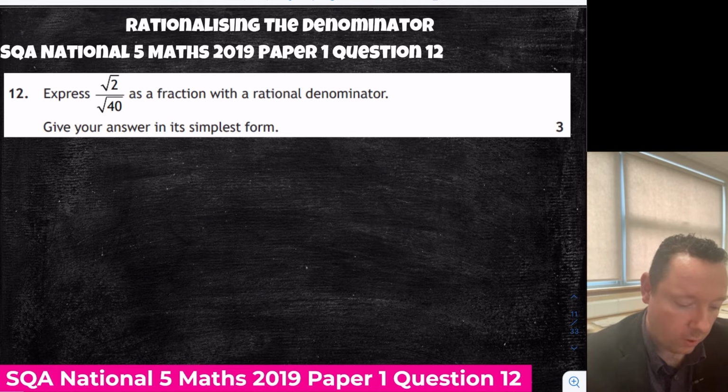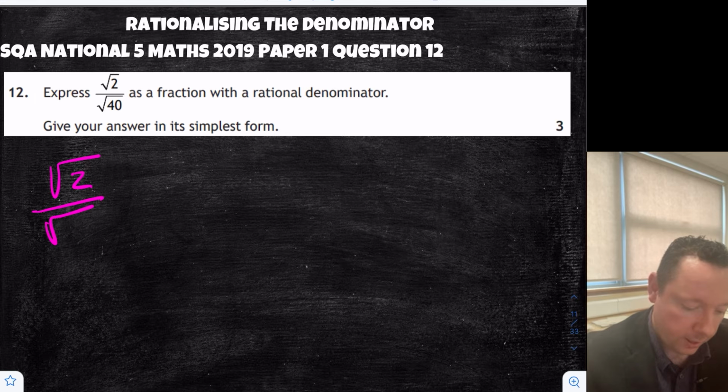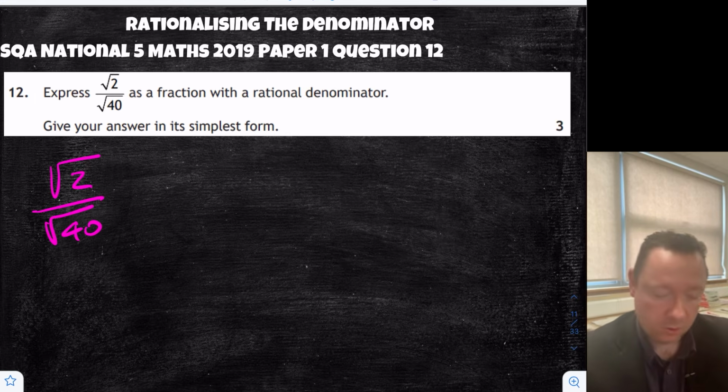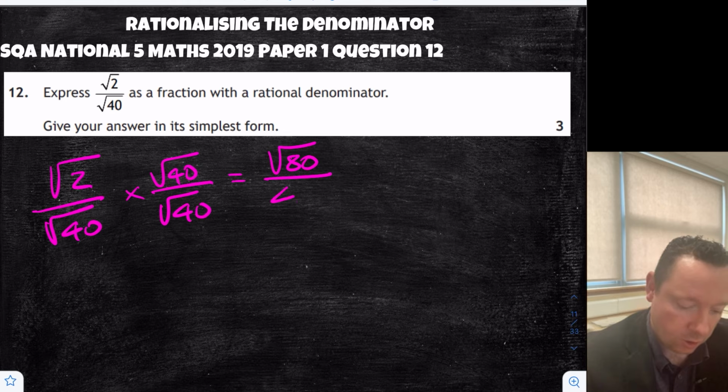Express root 2 over root 40 as a fraction with a rational denominator and give it in its simplest form. So we've got root 2 over root 40. You can simplify now or after. So we'll simplify after. Root 40 over root 40. That gives me 2 times 40 is 80, so root 80 on the top. And root 40 times root 40 is just 40.